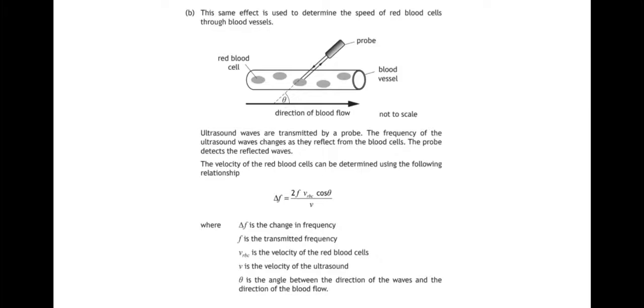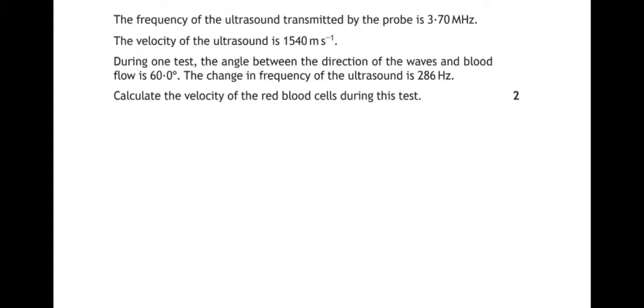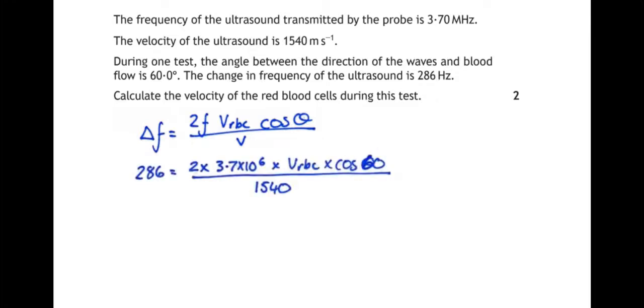So, the frequency of the ultrasound transmitted by the probe is 3.7 megahertz. The velocity of the ultrasound is 1,540 meters per second. During one test, the angle between the direction of the waves and the blood flow is 60 degrees. The change in frequency of the ultrasound is 286 hertz. Calculate the velocity of the red blood cells during this test. So, we've got this formula. We just need to stick the numbers that we have into the formula, which are these.